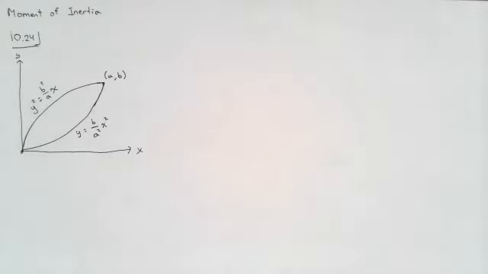Okay, so this is problem 1024. In this problem, we would like to find the moment of inertia about this weird shape that's bounded by the curves y squared equals b squared over a times x and y equals b over a squared times x squared, where the point where the two curves meet is point (a, b). It seems like a pretty straightforward problem, I would say.